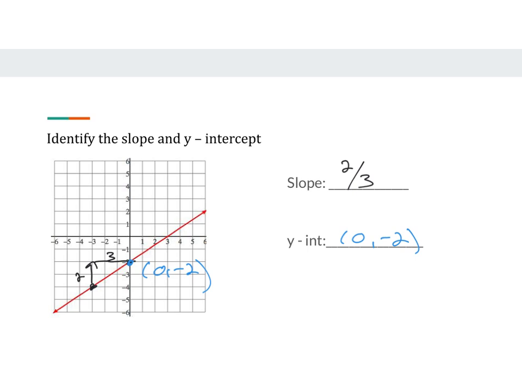All right, so we can see that we're going to have a positive slope again. Our line is definitely increasing as we go from left to right. It's going up. Using our 2 points, we can see that our rise is going to be up 2, and our run is going to be over 3. So we have a slope of 2 over 3. And then we can see that our graph crosses the y-axis at 0, negative 2, which gives us a y-intercept of, again, 0, negative 2.